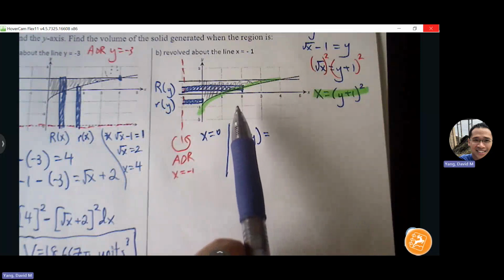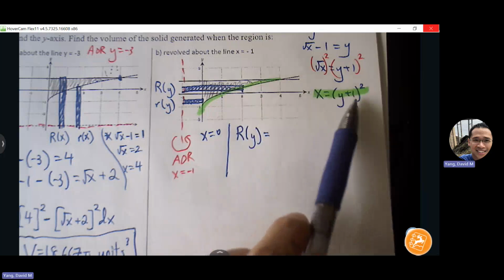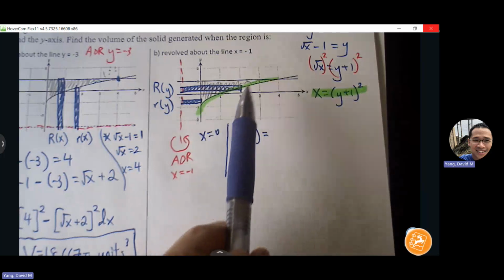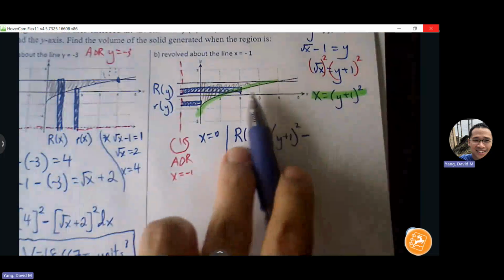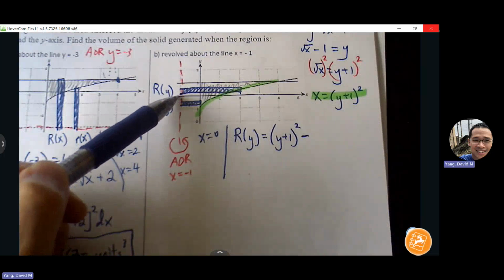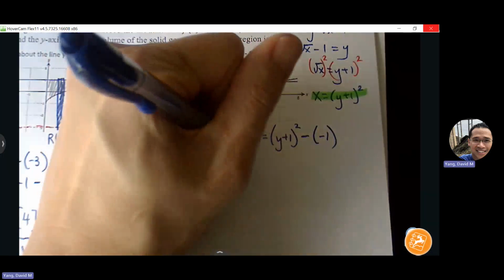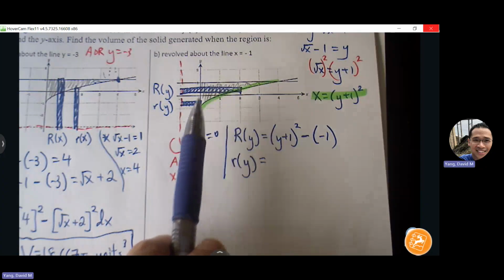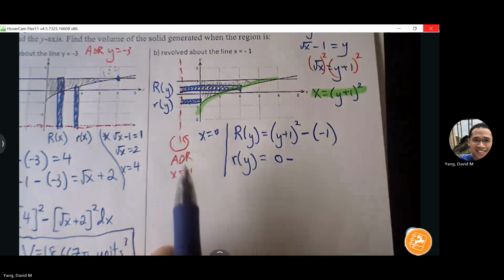Okay. Big radius, we do right minus left. What's the right endpoint of big radius sitting on? Good. It is the radical, but it's been rewritten. So y plus 1 squared, minus, look at the left endpoint. What's the left endpoint of big R sitting on? -1. Careful with the two negatives there. Okay, I'll clean that up later. Little r. What's the right endpoint of small radius sitting on? The 0. Minus -1.